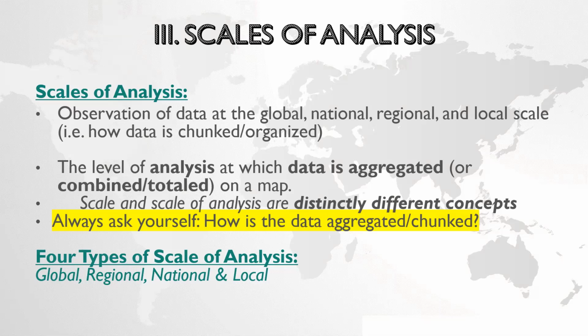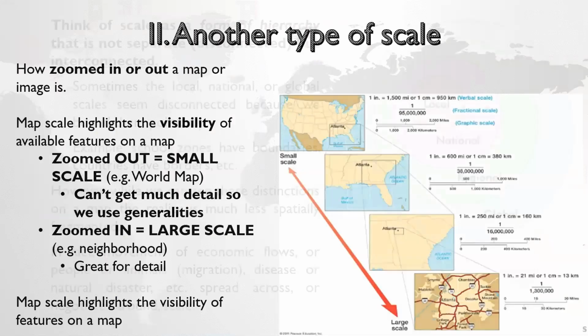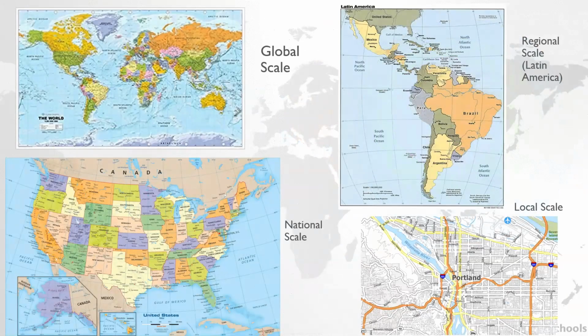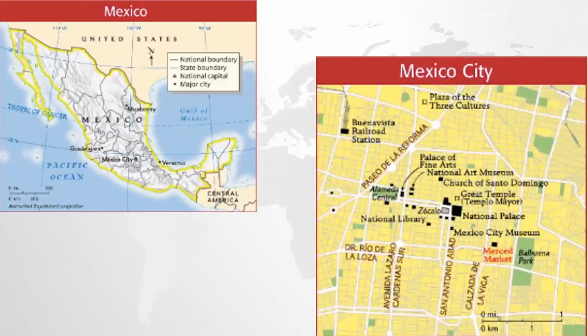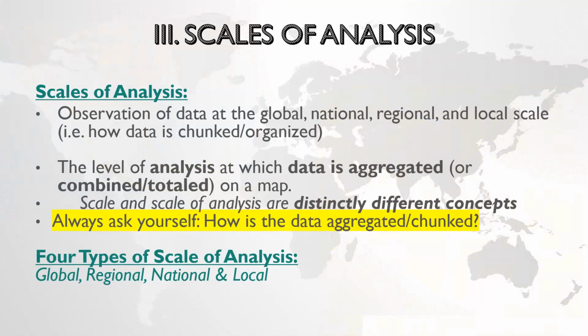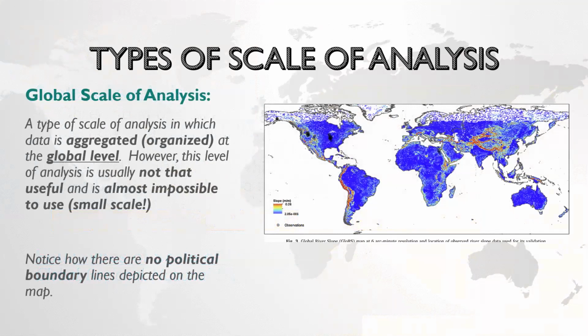So when we're talking about scale, like this one here, and when we're talking about scales of analysis, we're talking about different concepts. If you ever get confused with scales of analysis, always ask yourself this question: how is the data aggregated? How is the data chunked? How is it organized? So again, we're going to look at the four main scales here: global, regional, national, and local.